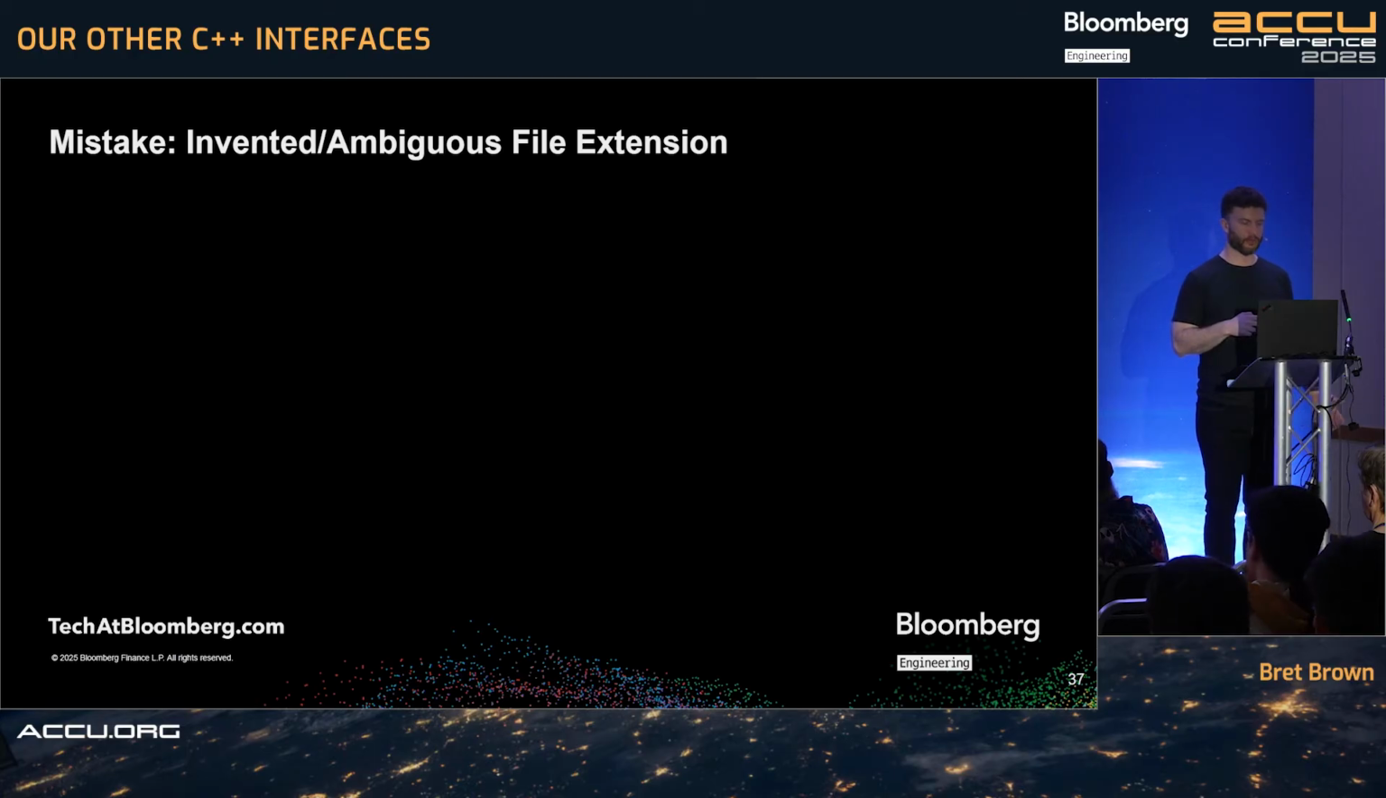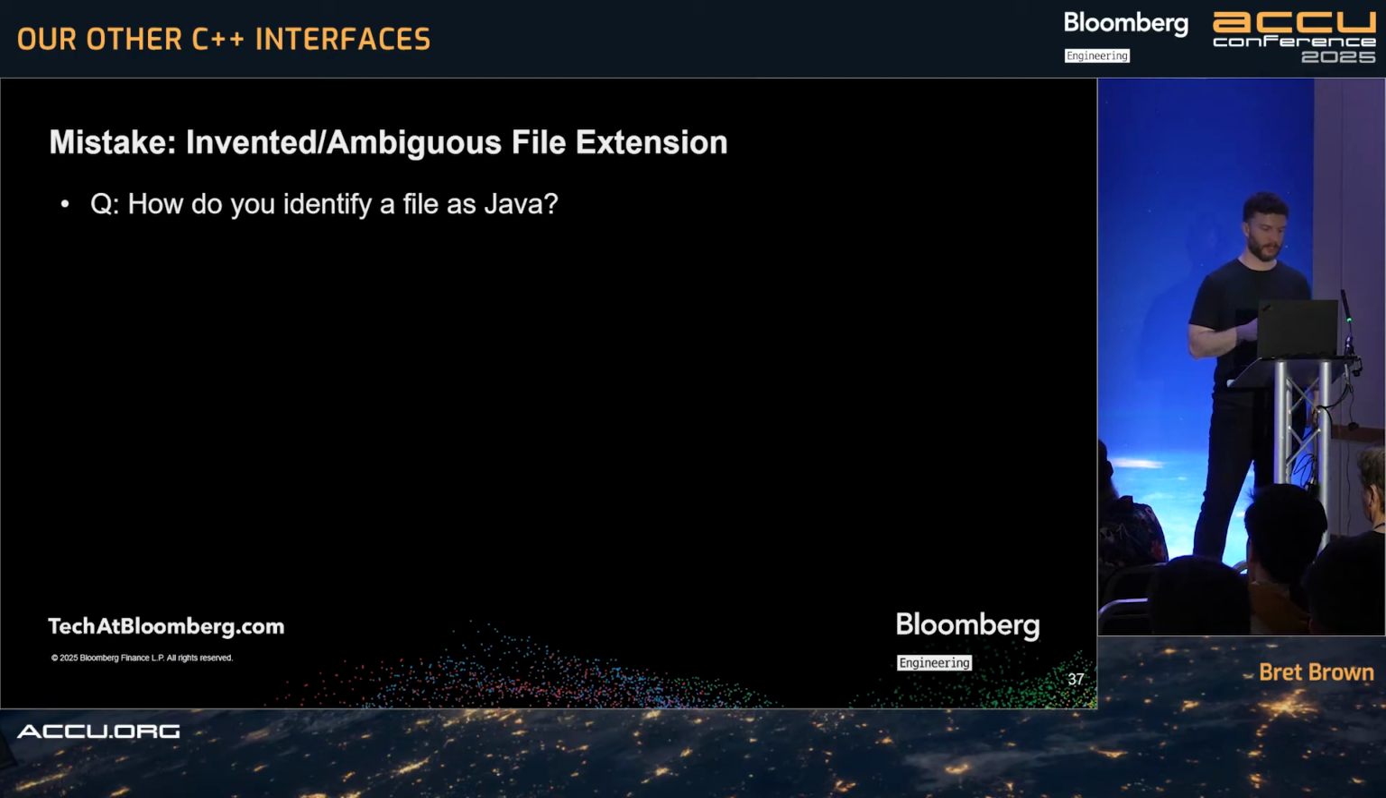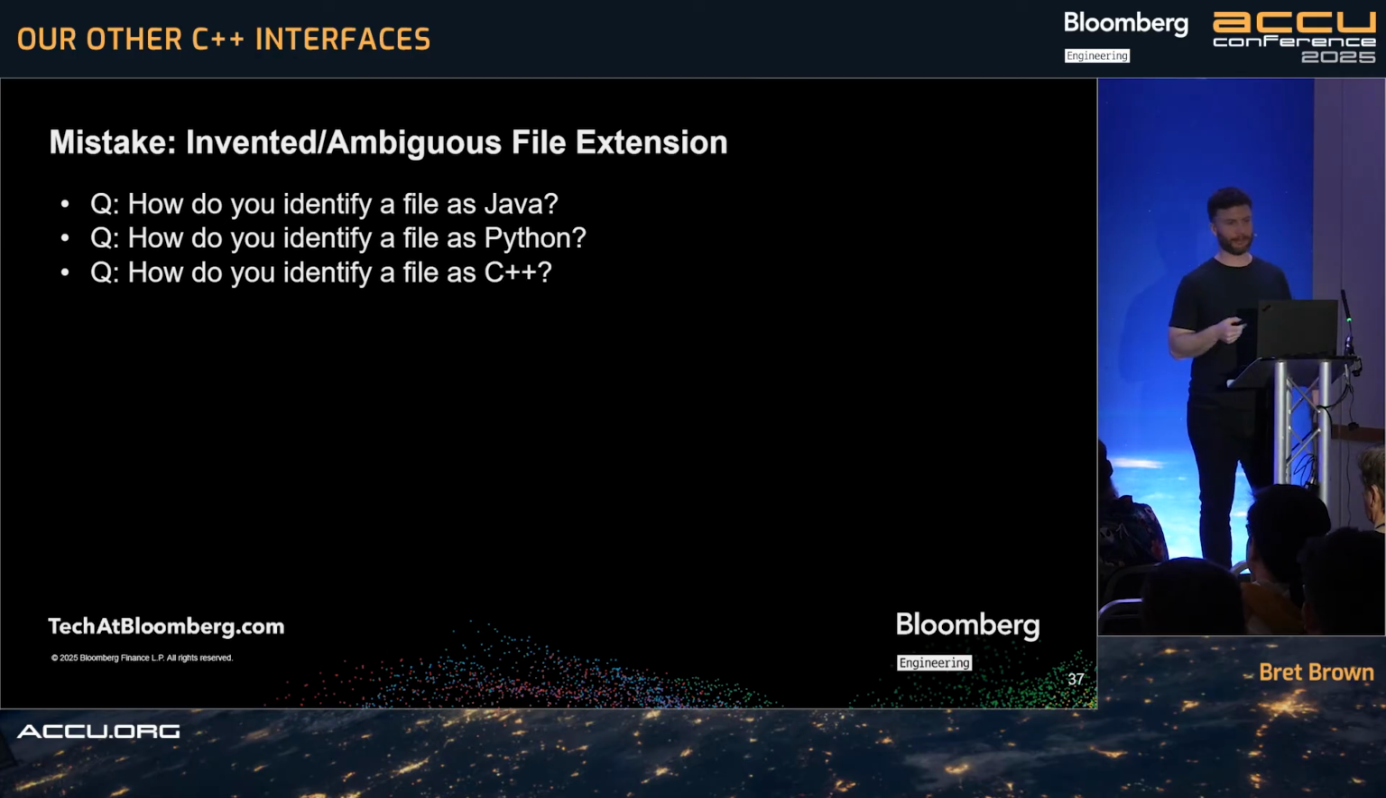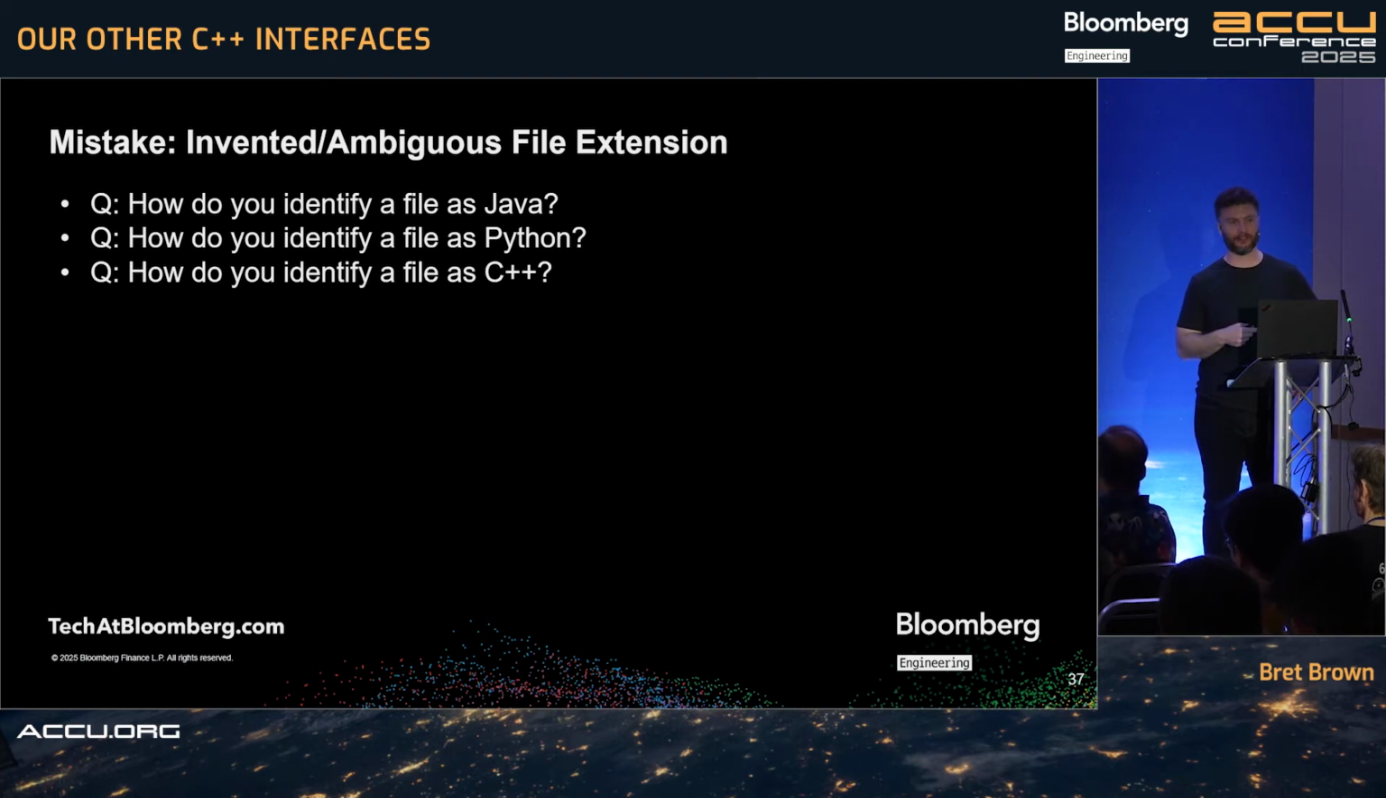This one's a little more controversial maybe. But this is not a problem in Java. How do you know if it's a Java file? It's got a .java extension, right? How do you know if it's a Python file? .py file. How do you know if it's a C++ file? I mean, really think about it. How would you, as an engineer, write a tool that tells you if it's a C++ file?